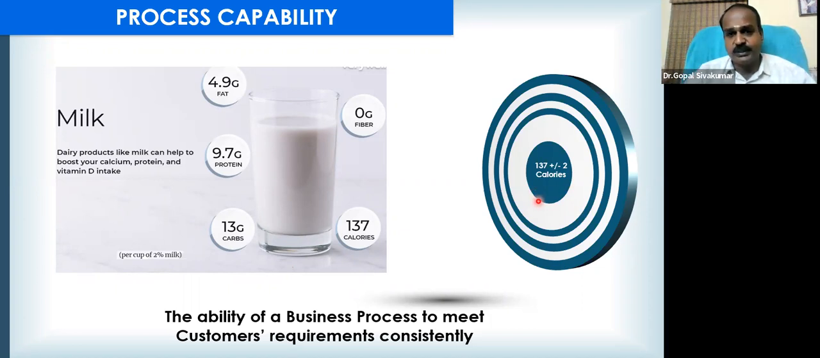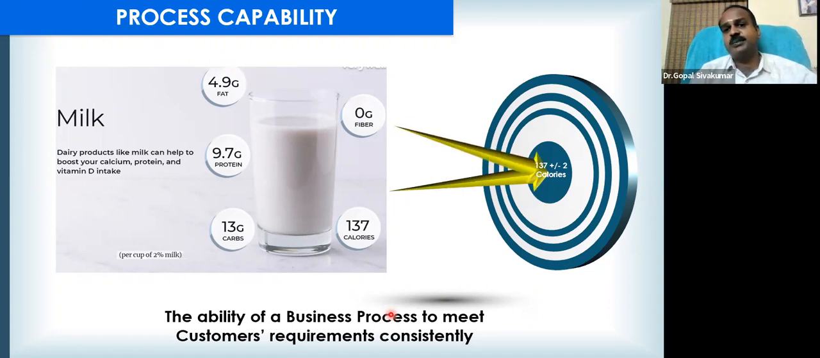Sometimes based on a sample, the whole lot of milk bottles you produced might be rejected and sent back to your factory, right? So the ability of a business process to meet the customer's requirements is called capability. And that capability is measured in terms of sigma level, right? And not just once or twice, but whatever units you produce, everything should be within the spec. That is called the capability, right?